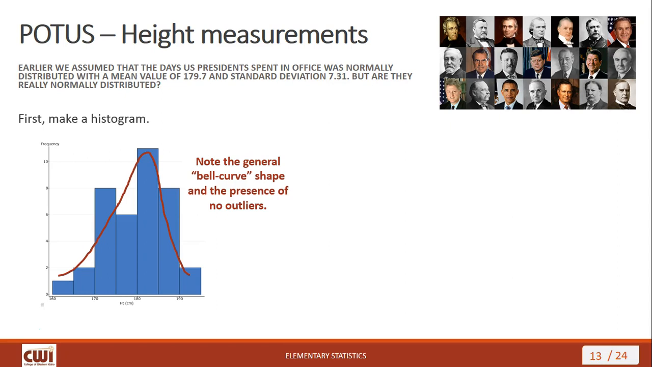So looking good so far, but of course the real verdict is given by the normal quantile plot. So let's go ahead and construct the normal quantile plot. If you like, pause the video, make your normal quantile plot for the heights of U.S. presidents, and then we'll see how you did.